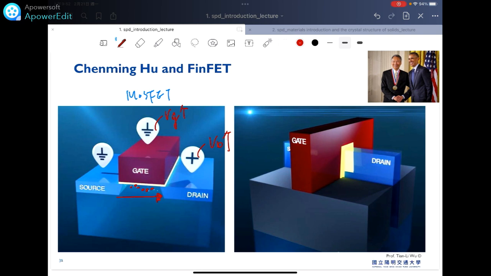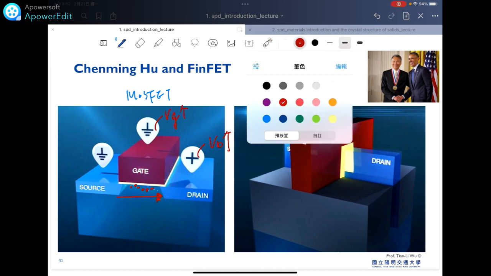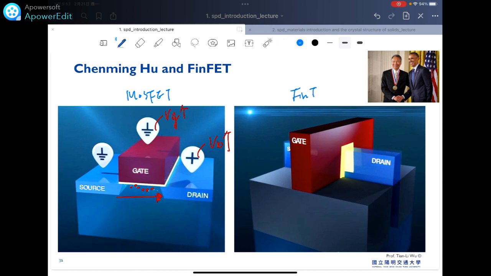However, as we said, there's a huge possibility that leakage current can go through this region. Therefore, in order to have better control of this off-state leakage current, the professor proposed what we call the FinFET type of transistor. So the FinFET, even at 5 nm or 3 nm, will still be the major fashion for advanced technology.